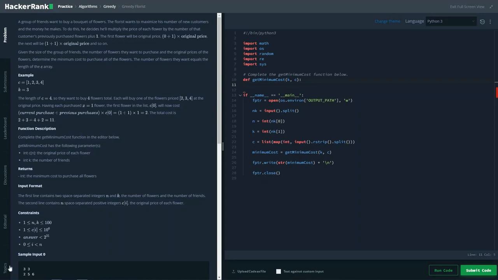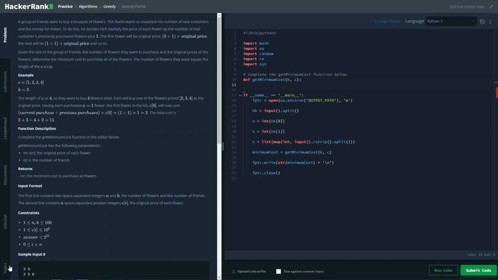Hi friends, today we are going to solve the Greedy Florist problem from the greedy algorithm part. The given problem statement states that a group of friends wants to buy a bouquet of flowers, a bucket of flowers, I cannot pronounce it. The florist wants to maximize his number of new customers and the money he makes.